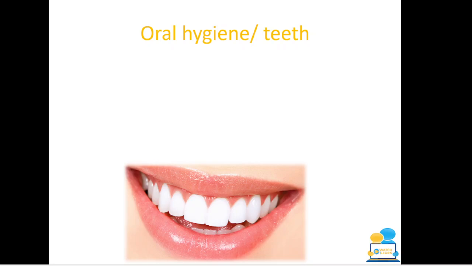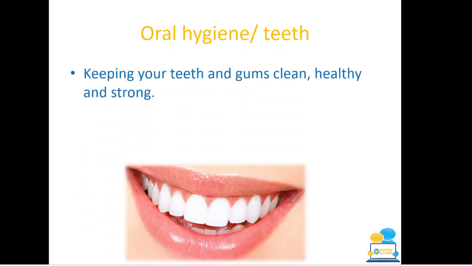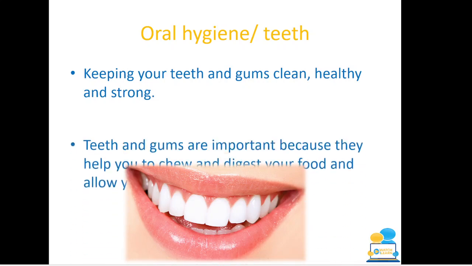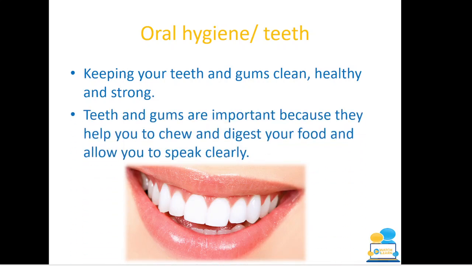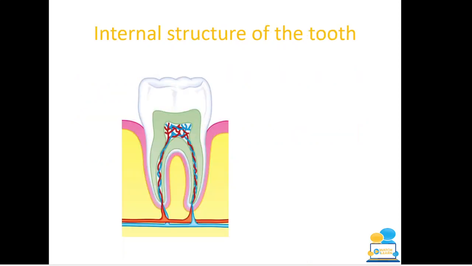So the next thing we're going to look at is oral hygiene. So essentially we're going to look at the teeth. So keeping your teeth and gums clean, healthy and strong. Teeth and gums are important because they help you to chew and digest your food, okay? If you don't have teeth, you're going to find it very hard to break down the food and swallow it. And you need food so that you can live.